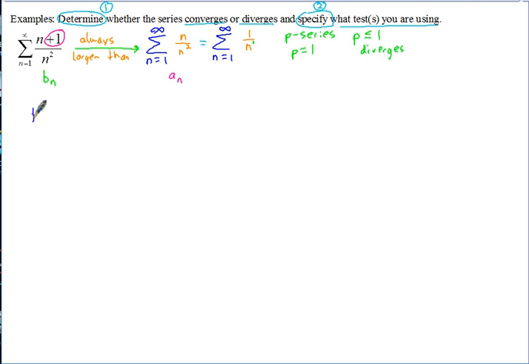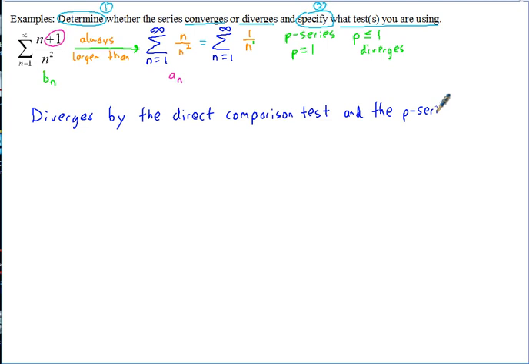So this one, our series here, diverges by the direct comparison test and the p-series test. Again, with comparison tests, you always have to use another test along with it for the series you're comparing it to.